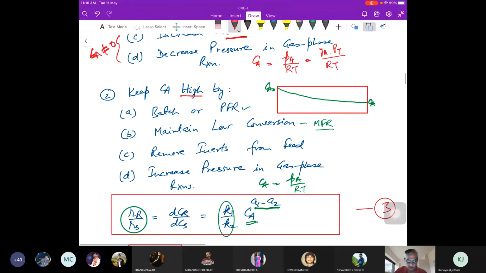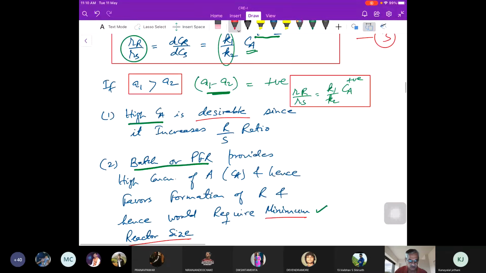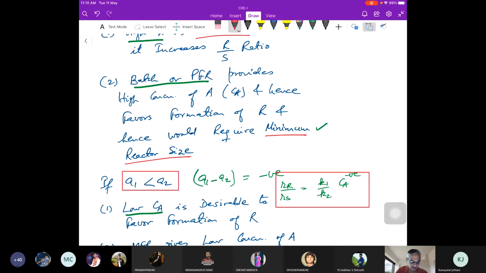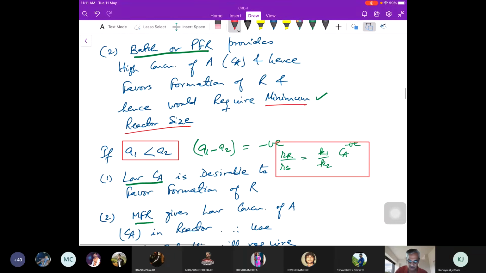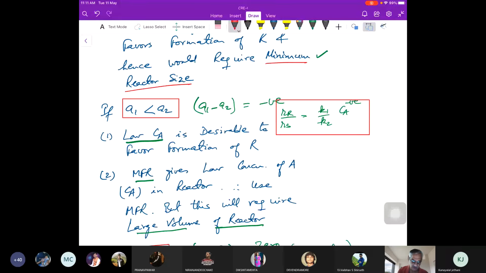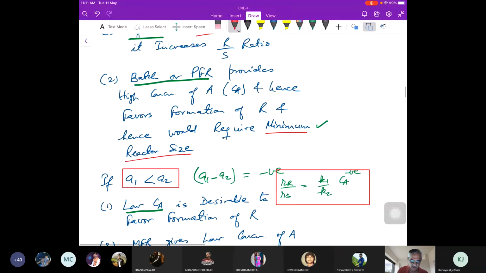These are 4 options for increasing CA if A1 is greater than A2. And the other case is when A1 is less than A2, that means A1 minus A2 is negative. So we'll have RR upon RS equal to K1 upon K2 CA to the power of minus some number depending on the order. So in this case, CA should be as low as possible to get maximum R. Right? So low CA is desirable to favor formation of R. And in this case, what do you do? You can use MFR, but this will require large volume, right?